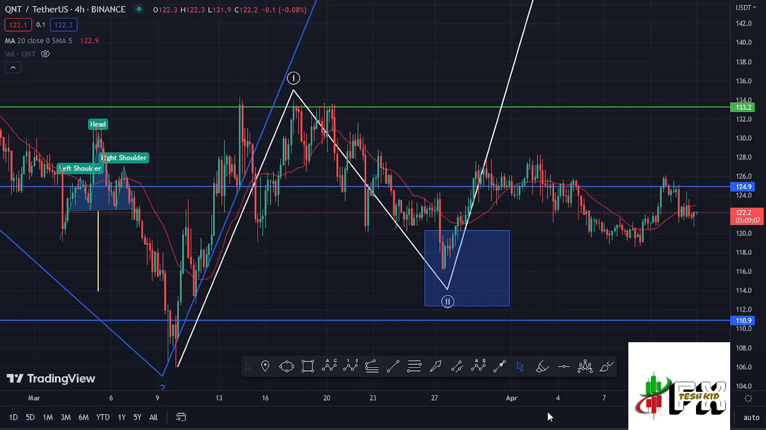Welcome back to TeshKidFX for another Quant price prediction update, which at the time of this recording is holding below the 20-day MA here on the 4-hour chart, which is now acting as resistance for us to continue gearing up. We are also facing a key area of resistance at around the $124.9 mark.